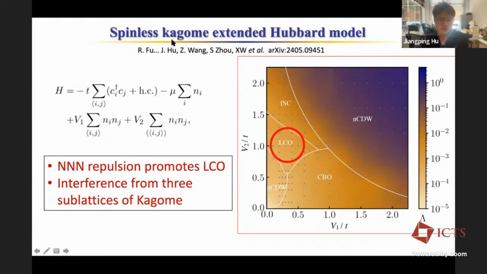So here, recently we took it even further: we think about a spinless Kagome extended Hubbard model. Basically we think about a spinless electron, with a nearest neighbor interaction and a second nearest neighbor interaction. And we find that if the second nearest neighbor interaction is dominating, if it's important, then actually we have this loop current order, like this. So the second nearest neighbor interaction became important. This is the phase diagram here, and this is the main result.